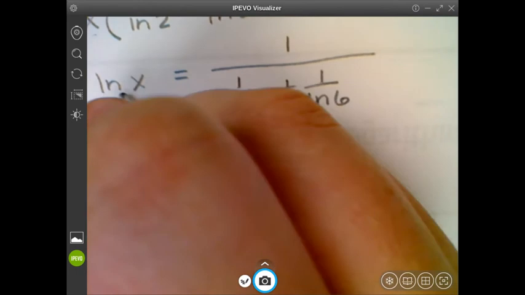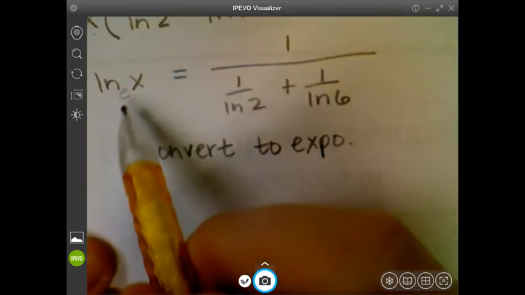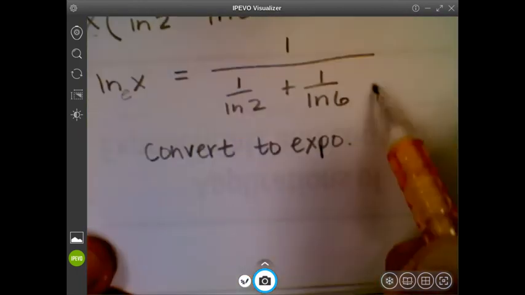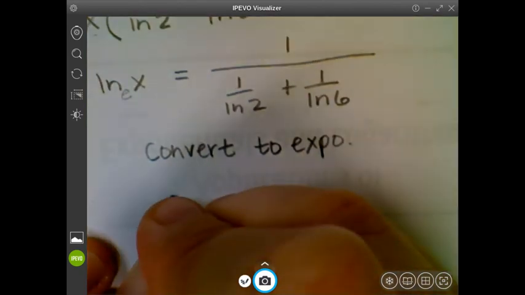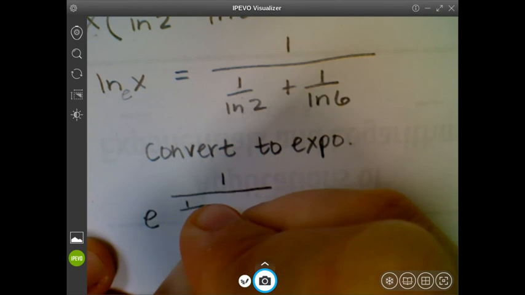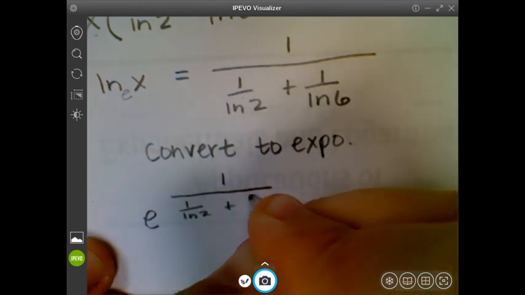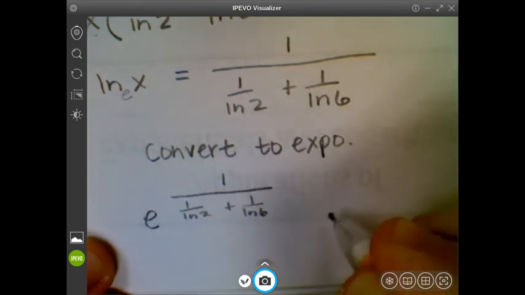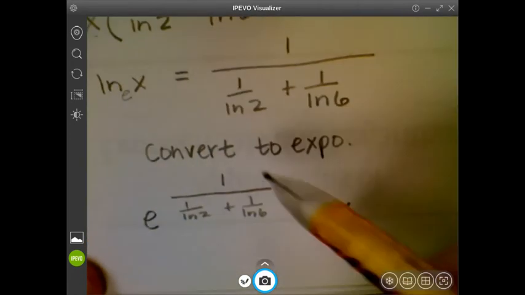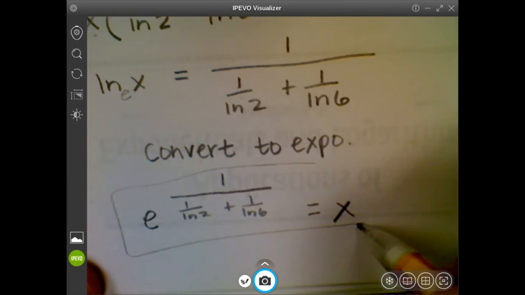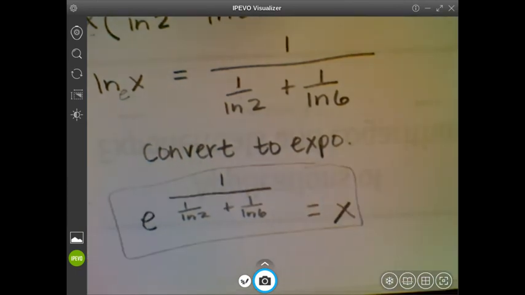And so natural log is base e. So if you need to write that in there, that's base e. So it'd be e to this power, literally the whole thing. This is the power is equal to x. So it'd be e to the power of 1 over 1 ln of 2 plus 1 ln of 6 is equal to x. And on that converting, then we get what x equals, and we are done. We're good to go from there.